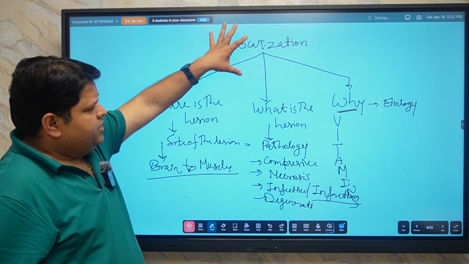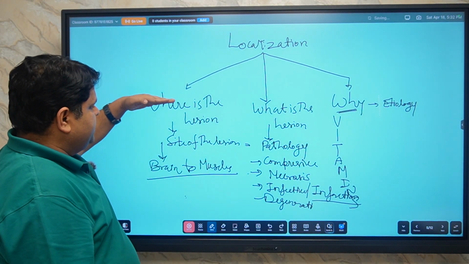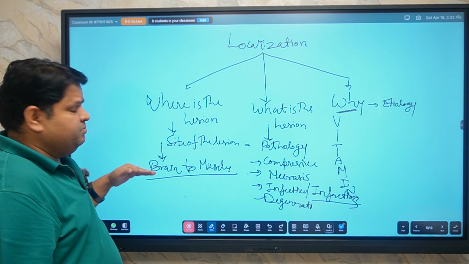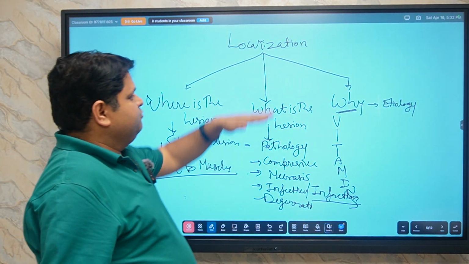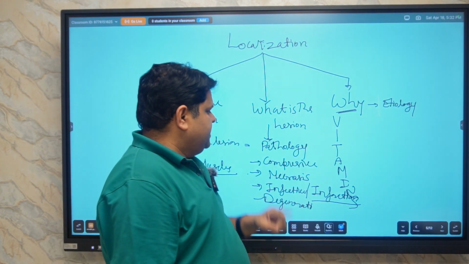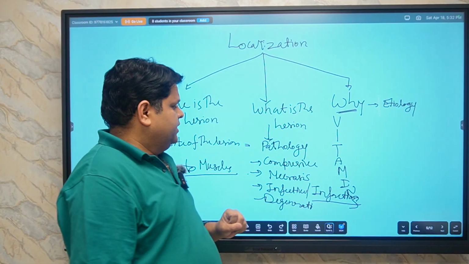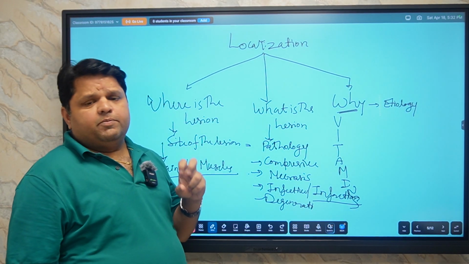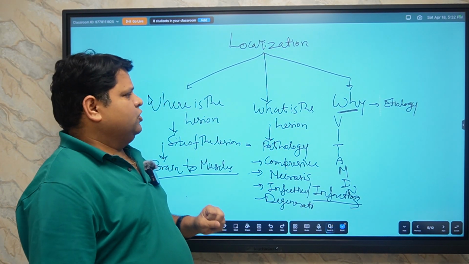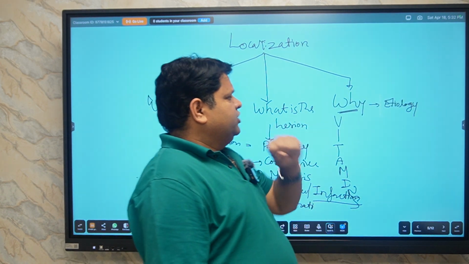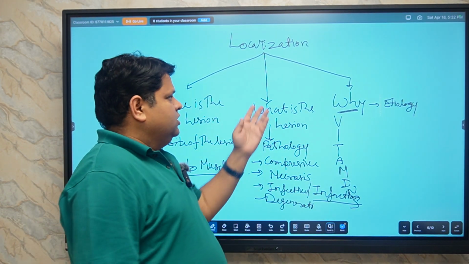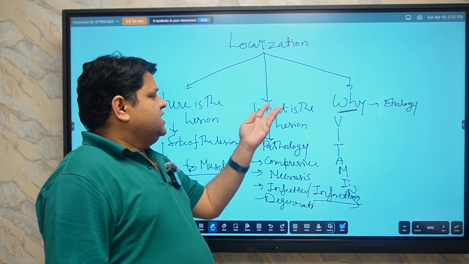Now we have three questions in our mind. Where is the lesion? Site of the lesion, it can be anywhere from brain to muscle. What is the lesion? The pathology, whether it is a compressive pathology, necrotic, a degenerative pathology, or an infective type of pathology. Then we go for the etiology. What is the etiology, why did the lesion occur?